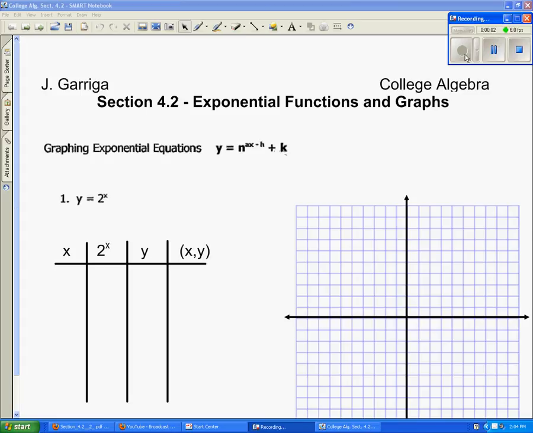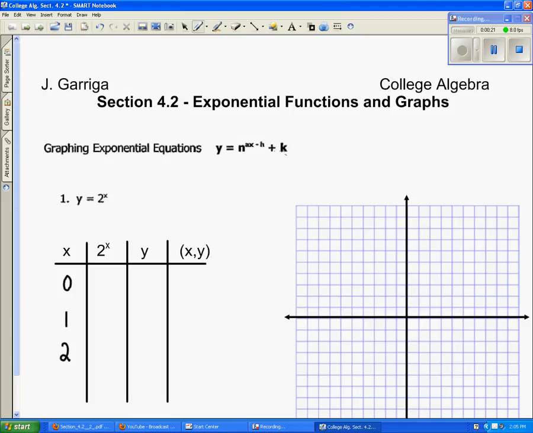Section 4.2, we're doing exponential functions and graphs. So first of all, they give us this equation and they ask us to graph number 1, y equals 2^x. So I set this table up. I have my x value here, which I'm just going to pick some basic values. I'm going to use 0, 1, and 2.